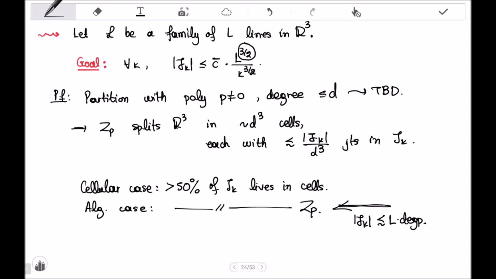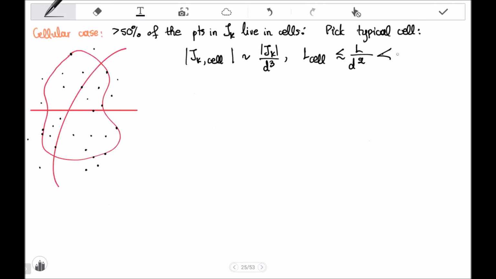You should not expect this to work by induction already, but let's just say it. So this is something that holds for one line. So we assume it holds for fewer lines than the L we are working with right now. And therefore the estimate should hold inside the cell, if the degree we pick is just bigger than some constant. Okay. So we may assume that the number of k-rich joints that live in the cell are at most the inductive constant times the number of lines in the cell to the 3/2 over k to the 3/2.